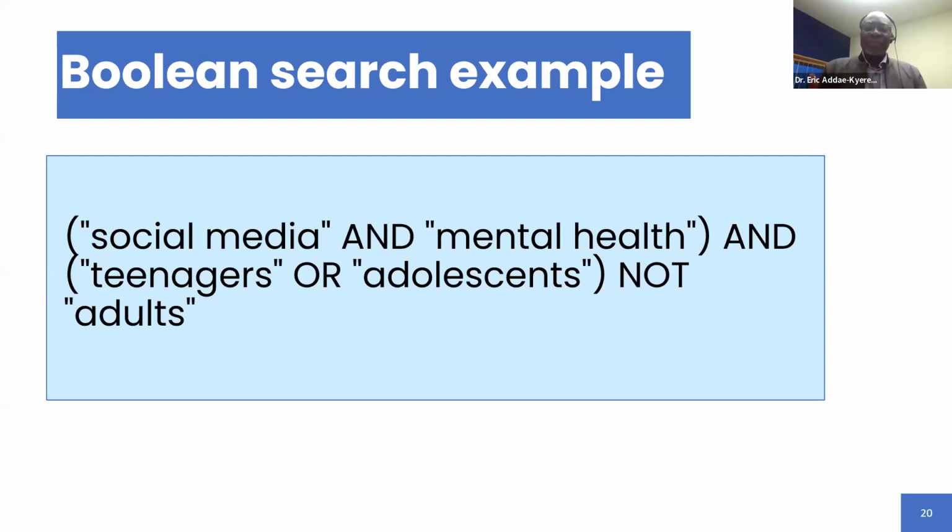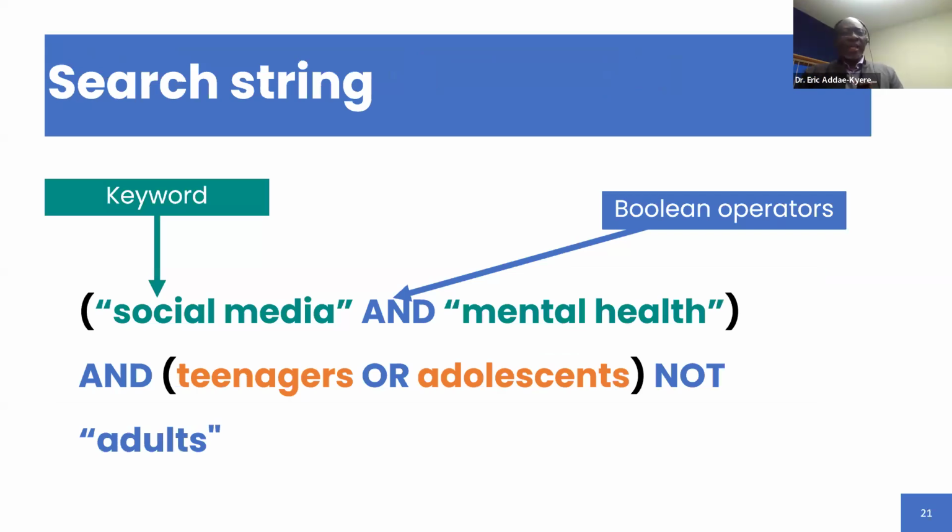Just to explain how Boolean works, I've added the NOT operator as well. Because we're only interested in teenagers and not adults, you could add the NOT operator, which tells the database that you're not interested in adults. So you're interested in social media and mental health and teenagers or adolescents, not adults. That gives you an example of how you can apply a Boolean operation. The Boolean operators are AND, OR, and NOT. The keywords are social media, mental health, teenagers, and we've added a synonym, adolescents.